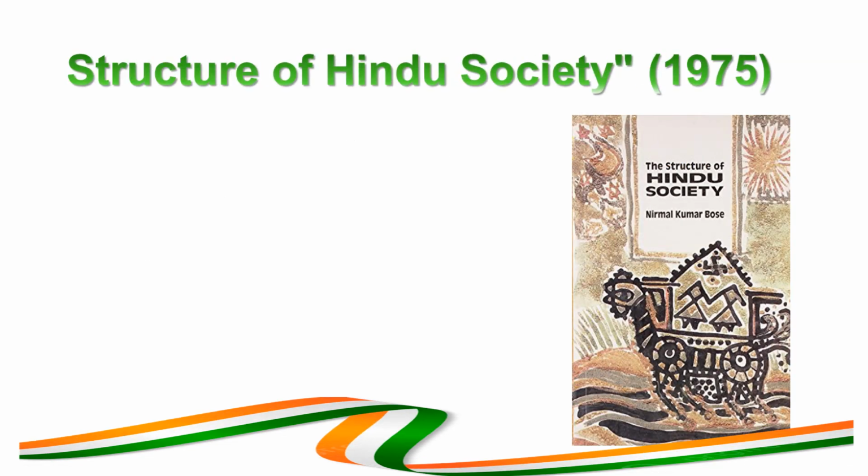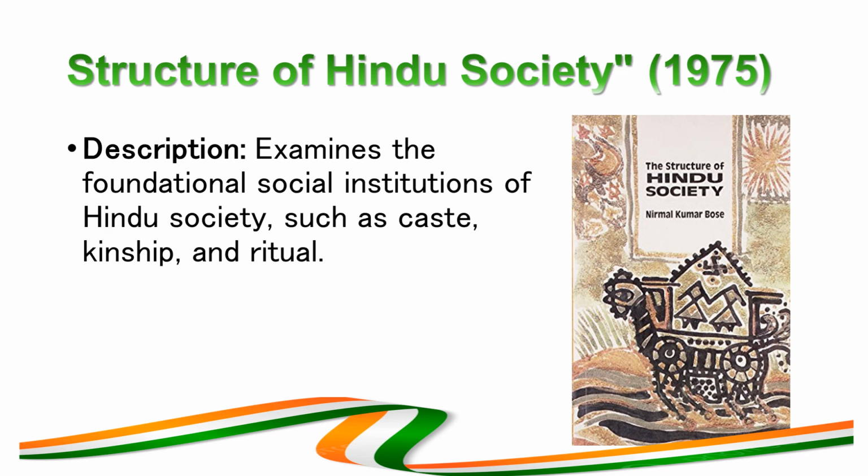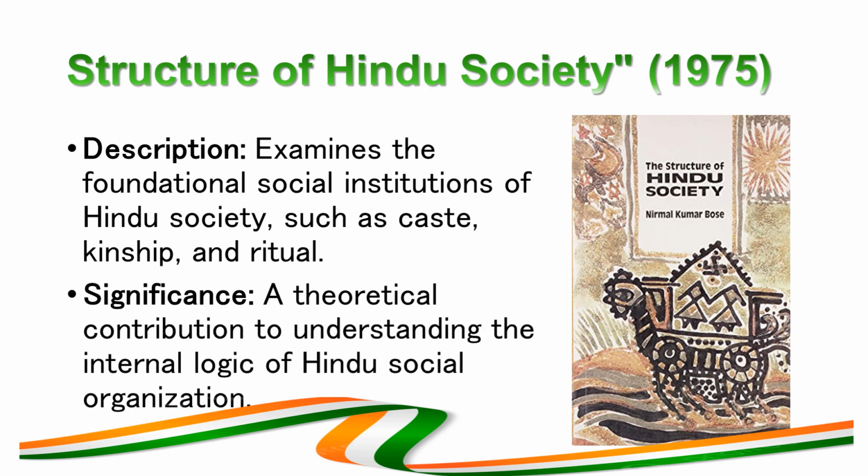8. Structure of Hindu Society, 1975. Description: examines the foundational social institutions of Hindu society, such as caste, kinship, and ritual. Significance: a theoretical contribution to understanding the internal logic of Hindu social organization.